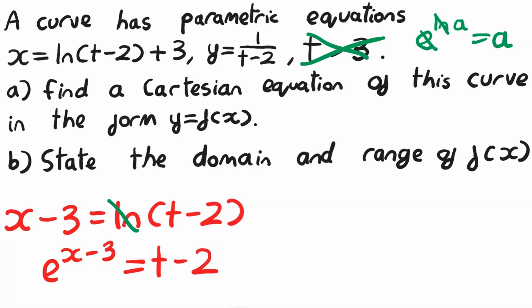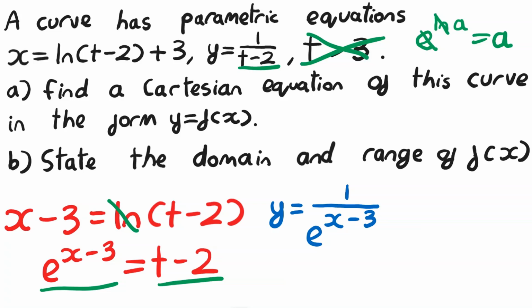However, you can actually see that for y, the denominator is this t minus 2 that we've made the subject here. So we're just going to keep it like this, and sub out this t minus 2 for this e to the power of x minus 3, and we don't need to go to the bother of bringing the 2 onto this side. So therefore y is equal to 1 over, and then instead of t minus 2, it's going to be this e to the power of x minus 3.